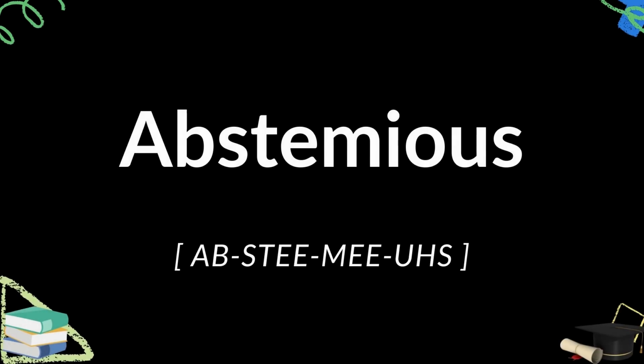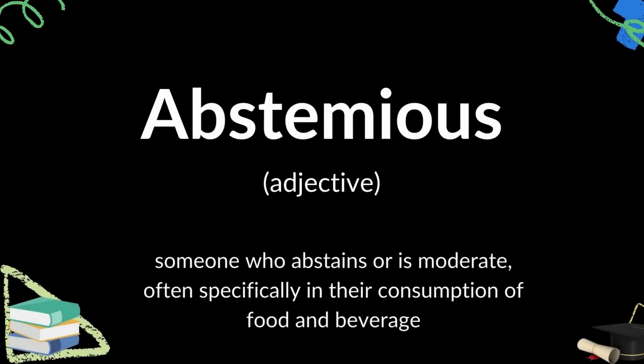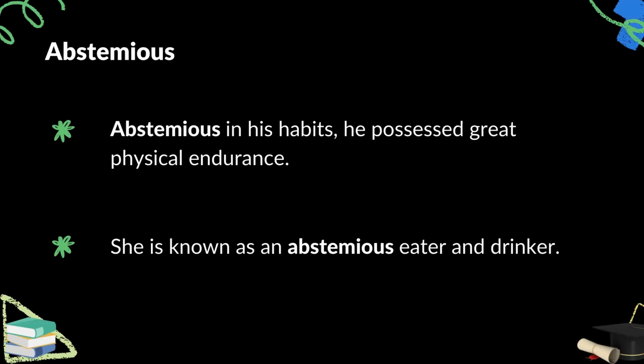Abstemious. The definition of abstemious is someone who abstains or is moderate, often specifically in their consumption of food and beverage. A person who suffers from anorexia is an example of someone who is abstemious. Some examples of abstemious are: 1.